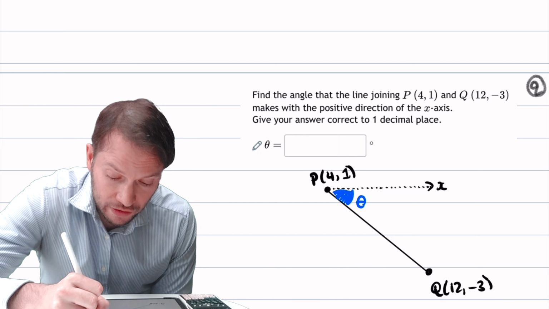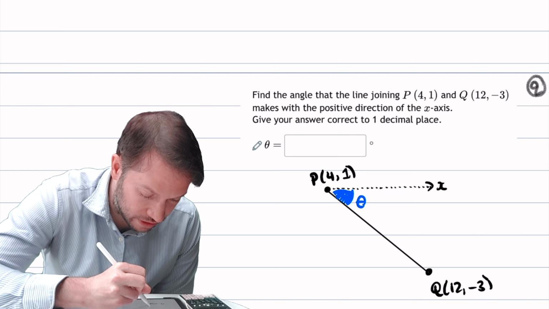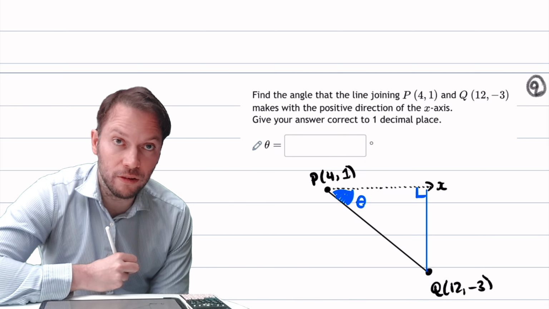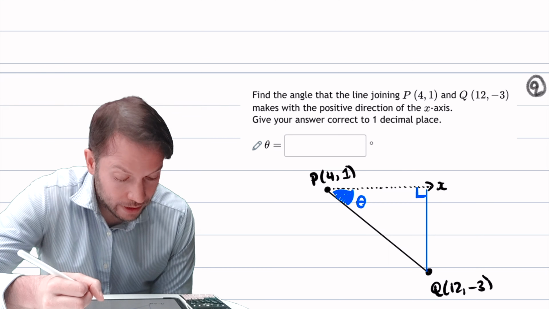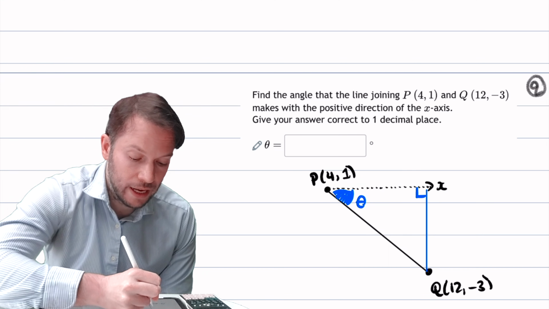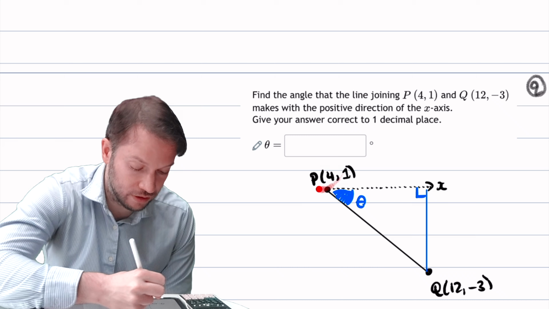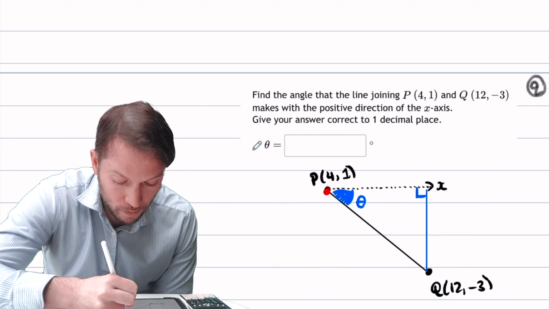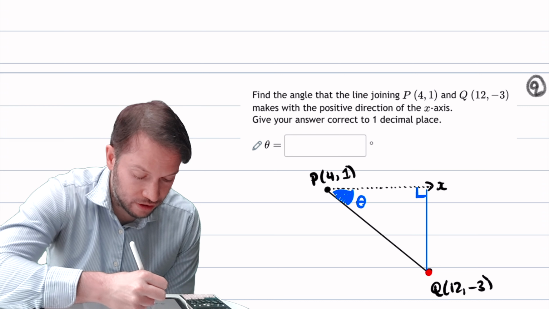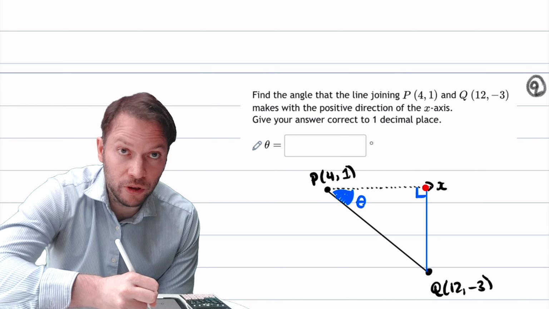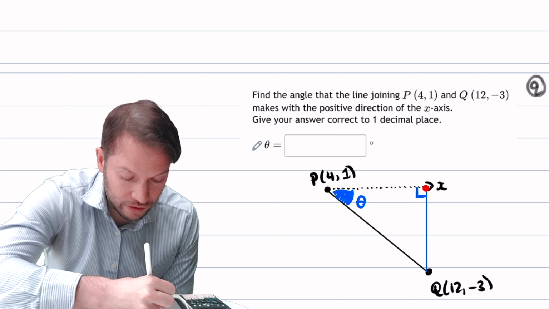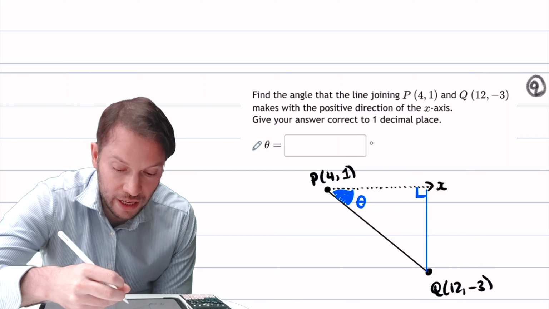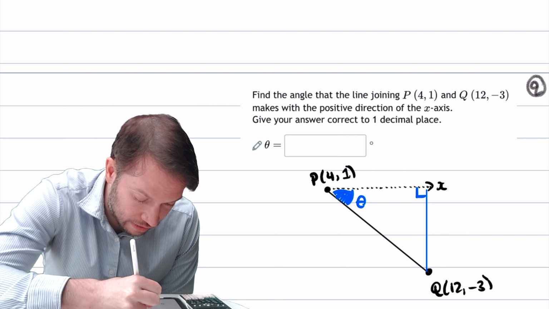Well, we could turn this into a right angle triangle because if I just add a vertical line like that, then this is a right angle triangle. And we can find this length and this length just using these two coordinates. This x coordinate here is 4. This x coordinate here is 12. That means this x coordinate here is also 12. So it's just the difference between 4 and 12, and that difference is 8. So we know that this length is 8.